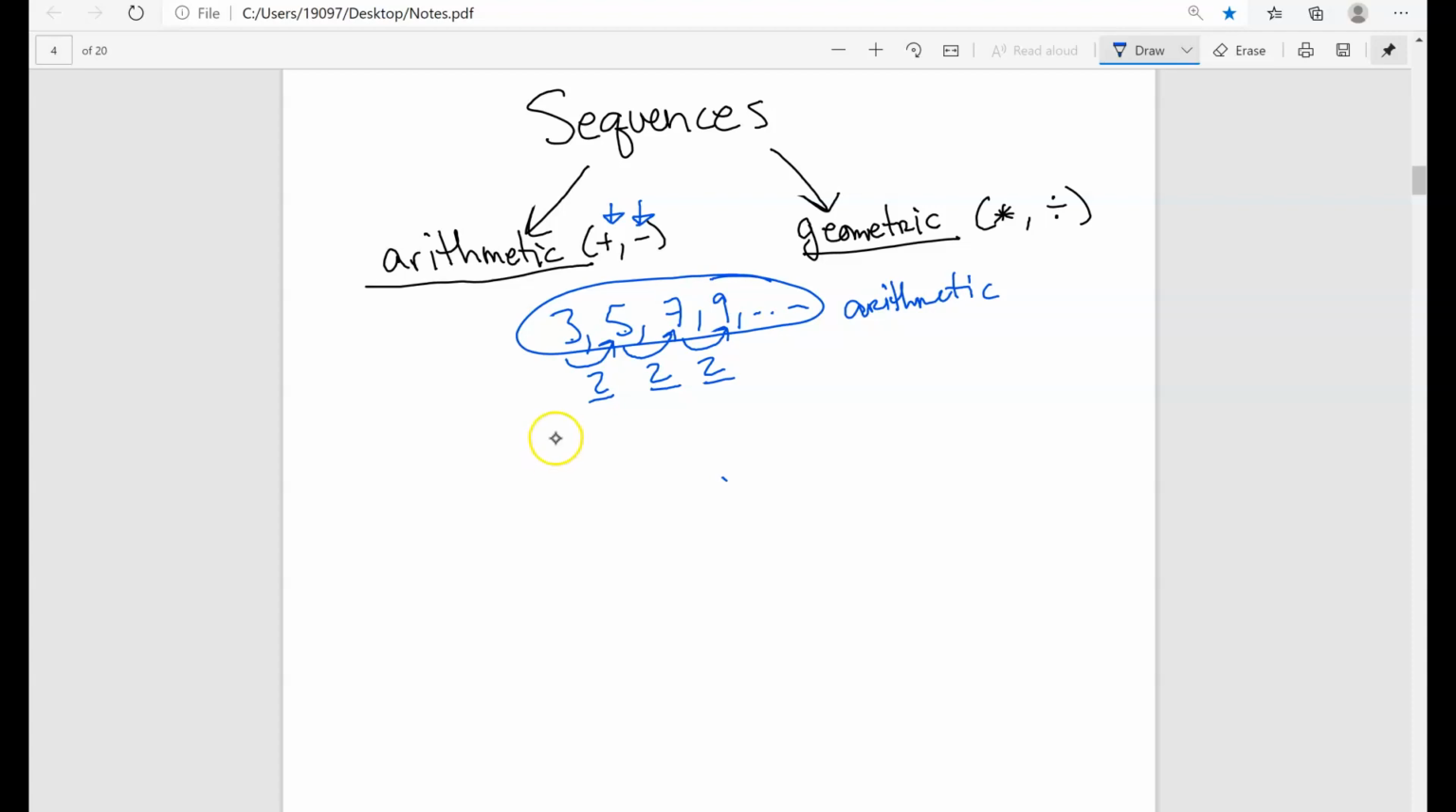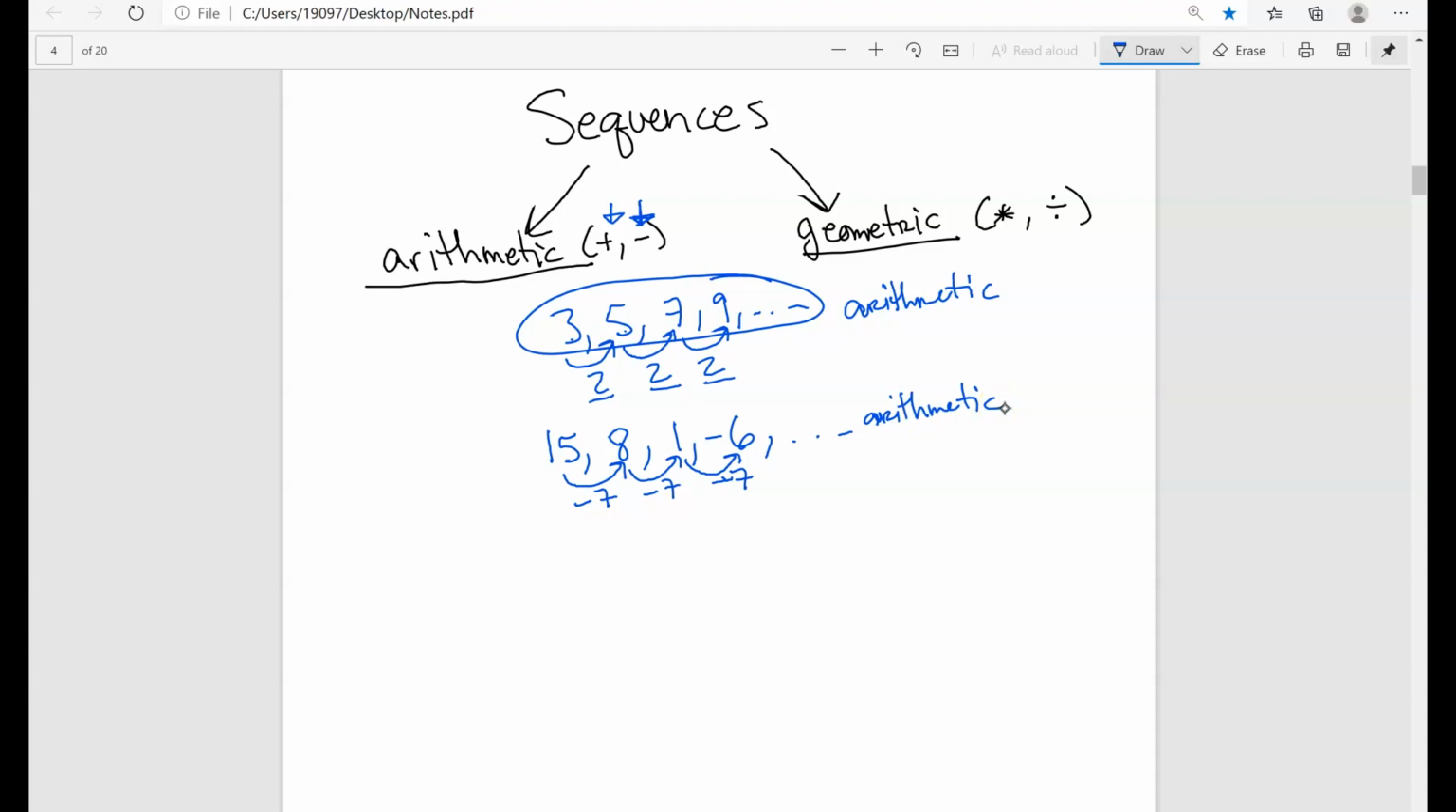You can also have something like 15, 8, 1, and then -6. So would this be considered an arithmetic sequence? Notice, how can I get from 15 to 8? Well, I'm subtracting a 7, right? How do I get from here to here? I'm subtracting another 7. How do I get from here to here? I'm subtracting another 7. So notice that I'm subtracting a value, so this one is also arithmetic. Okay, so arithmetic sequences can either go up or they can go down.